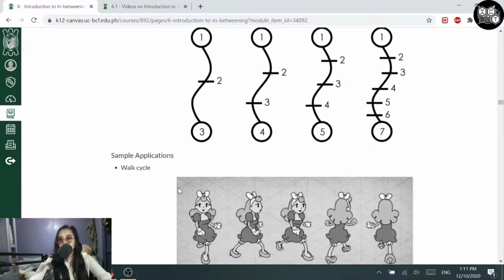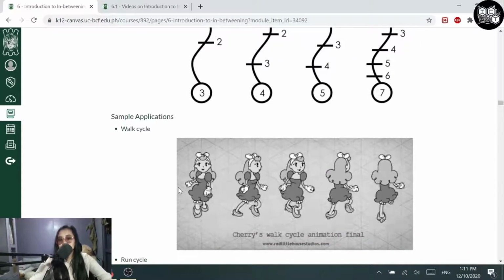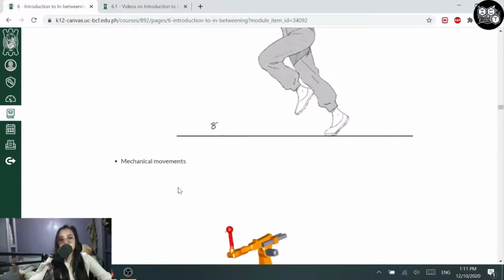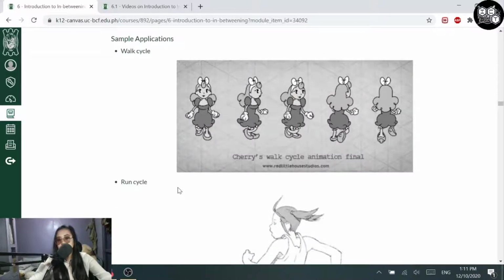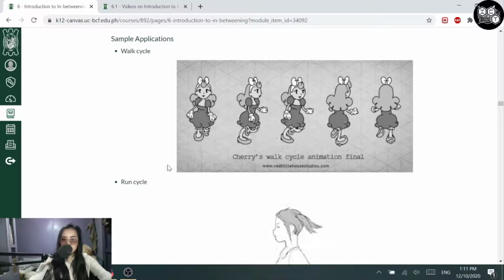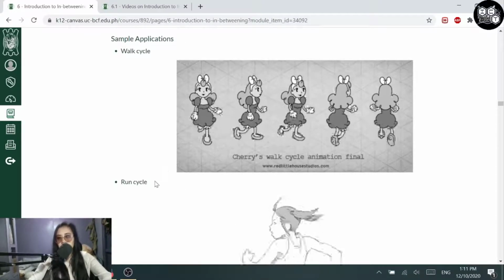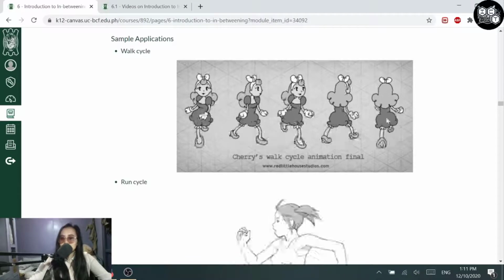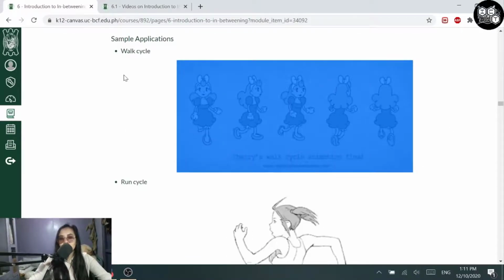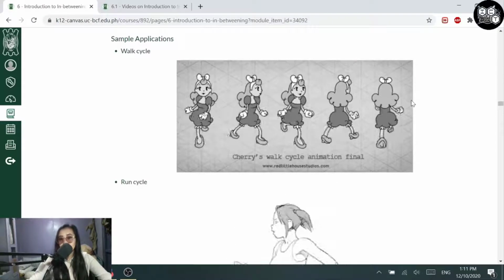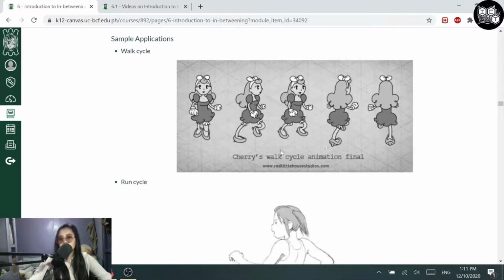So here we have sample applications. You have your walk cycle, run cycle, mechanical movements, aroma and smoke, which is an example of the wave principle. Just something to remind you of. Your final project will be a unique walk cycle like this. Not necessarily like you have all of the frames right here that was stated, but you will have to create your own unique walk cycle.